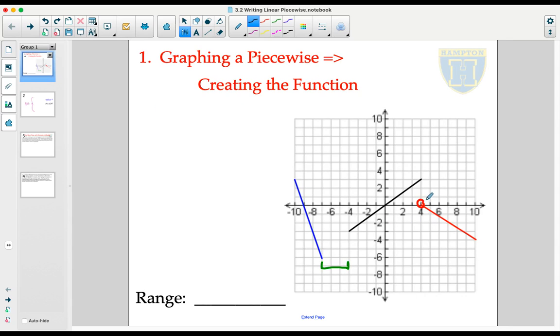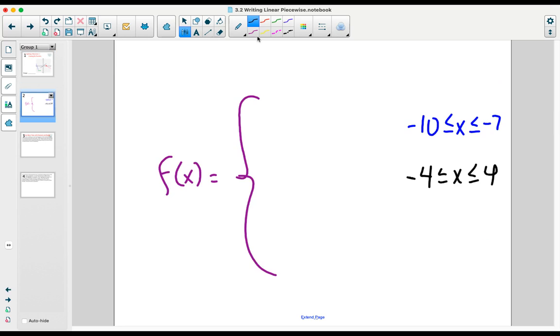And for the red function, we're going to start right after 4, and we're going to continue all the way until x is 10. So we'll start right after the 4, not equaling the 4, and we'll go up to including 10.